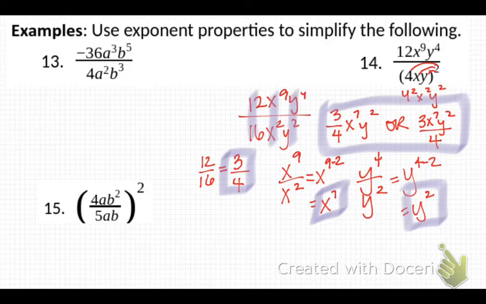Okay, questions on 14, or is that one okay so far? That one's okay?